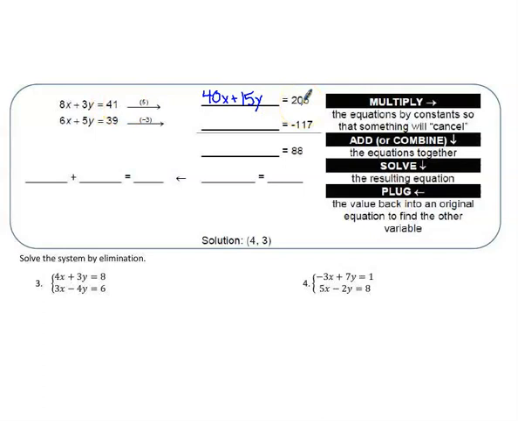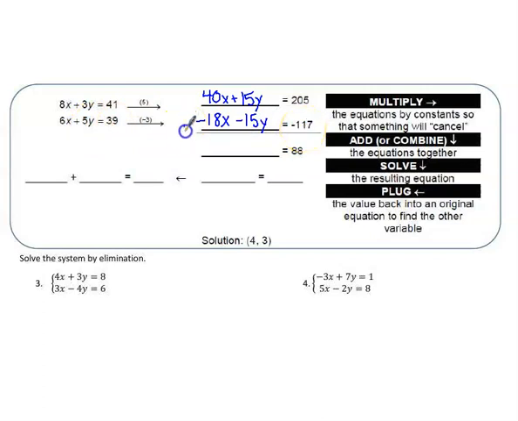On the second row, if I did just positive 3, then I'd have positive 15 and positive 15. So I'm going to multiply by negative 3, and that way I'll have a positive 15 and negative 15, which will make them easy to add together. So negative 3 times 6x would be negative 18x. Negative 3 times 5y is negative 15y, and negative 3 times 39 is negative 117.